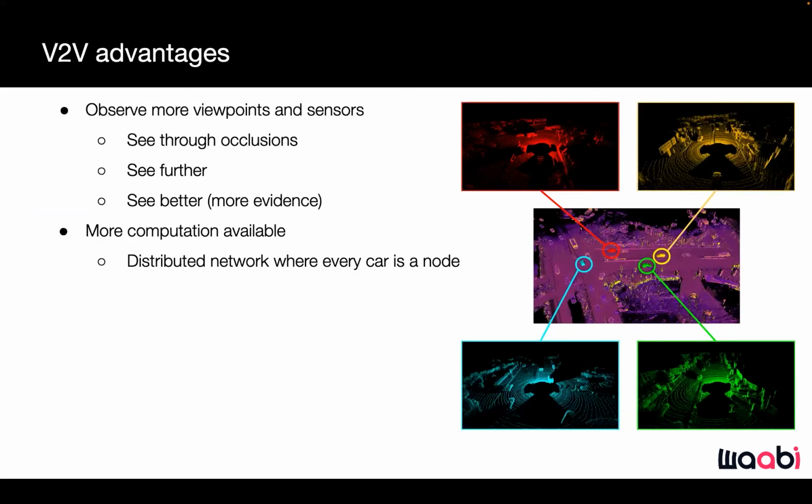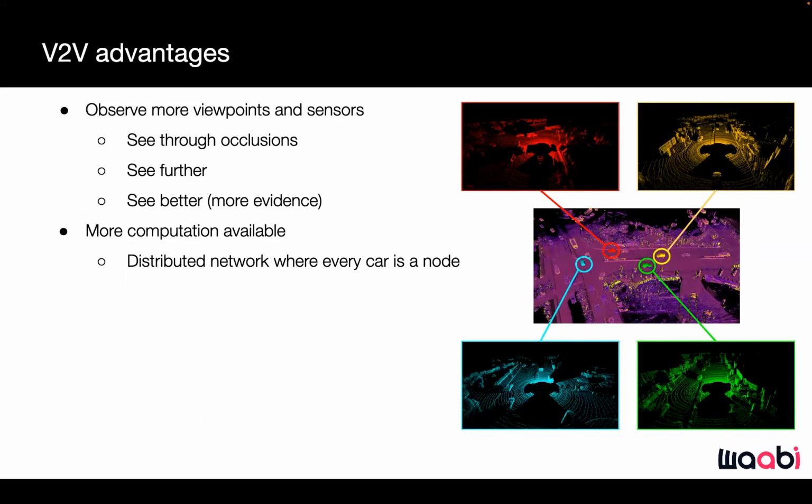To recap, the benefits we might see from vehicle-to-vehicle communication, or V2V, and vehicle-to-infrastructure communication, V2X, might be that we can see better through occlusions, we can see better in faraway regions, and we might have more evidence about different things we already see for overlapping fields of view.